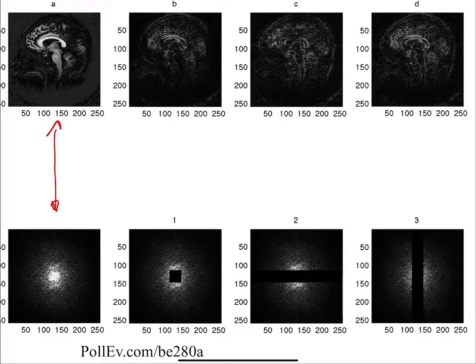Now I want you to take a few minutes and talk to your neighbor. B, C, or D each goes with 1, 2, or 3. Go ahead and take a look at these images, talk about it for a few minutes, and then we'll reconvene. Okay? So go.